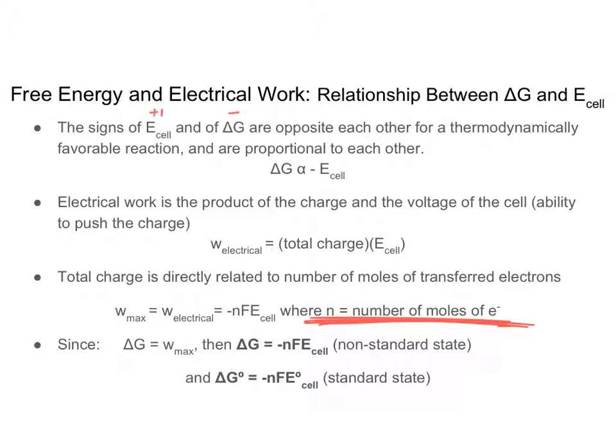And since delta G from way earlier in this unit is equal to work max, if you remember that, then that tells me that the change in free energy is equal to the negative number of moles times Faraday's constant times the cell potential. Note the difference between the two formulas. One is at standard state and the other is not standard state. Not too bad yet, so we're going to move forward.